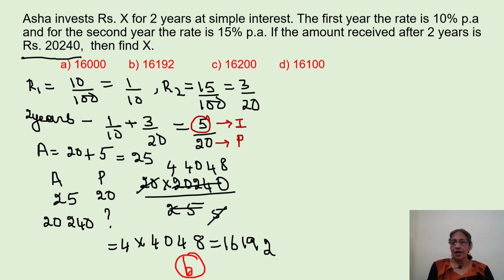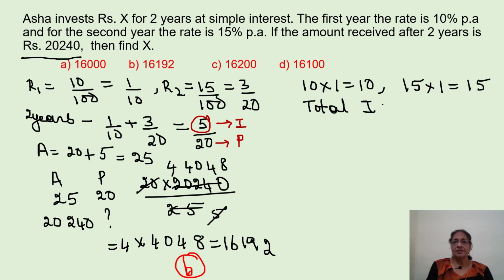Now this was one method by which we did it. So let's do it by another method. 10% in the first year, 15% in the next year. Okay, so how much is the total? The total interest is going to be 25, that is 25%. Now you can find if the principal is 100, the amount here is going to be 125.